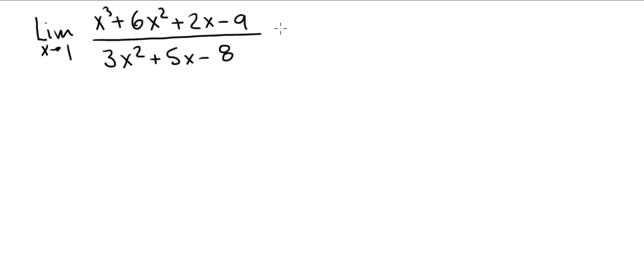We see that the numerator approaches 1 plus 6 plus 2 minus 9, which is 0, and the denominator approaches 3 plus 5 minus 8, which is also 0. So this function has the indeterminate form of 0 over 0 at x equals 1. To evaluate this limit, we can factor out x minus 1 as we did earlier in the course or in Calculus 1. But there's another way to do this, and the other way is called L'Hopital's rule.